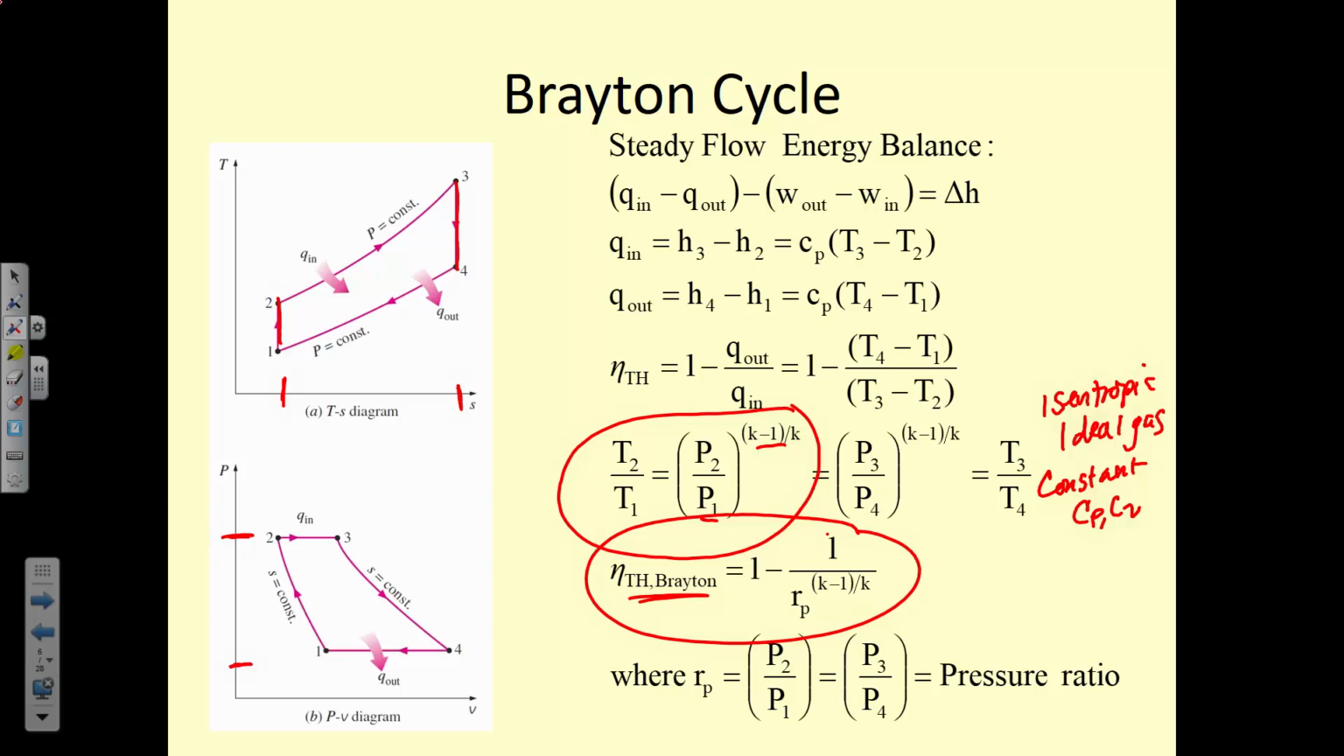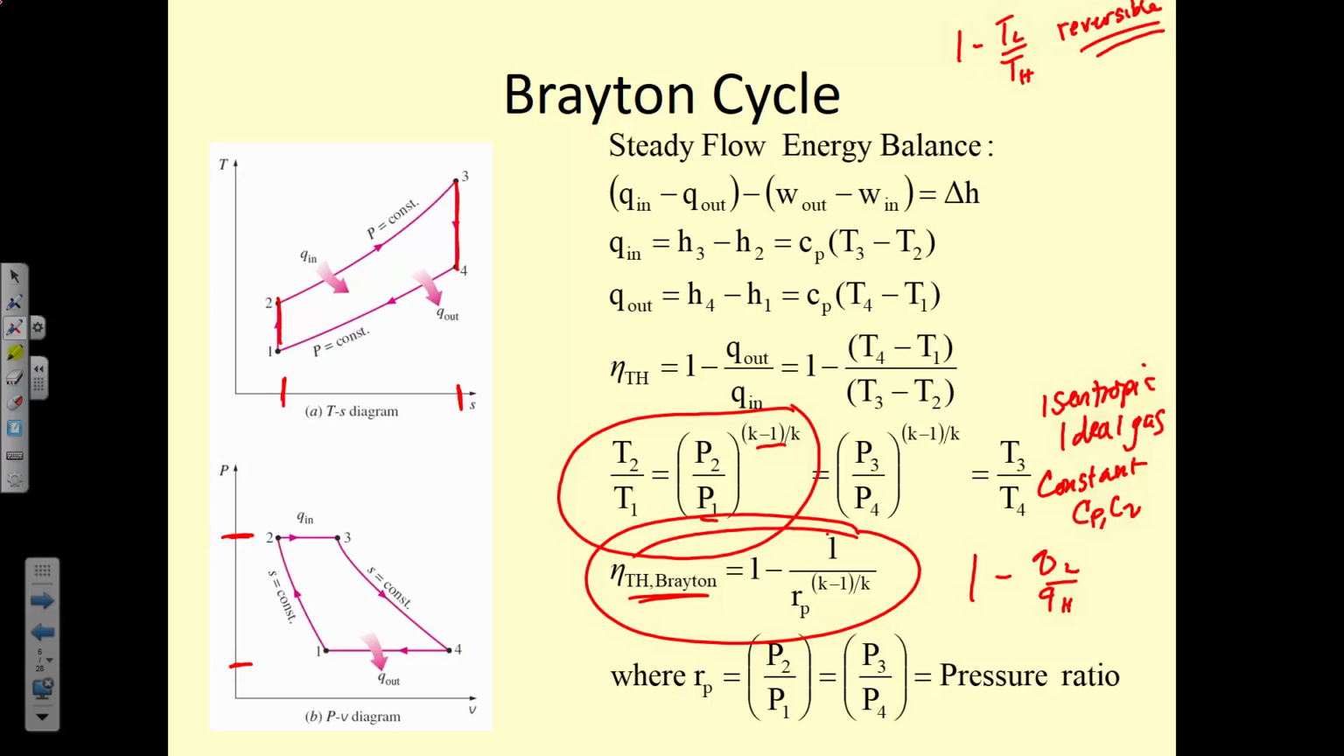But because we assumed variable specific heats, you instead have to use the relation 1 minus Q sub L over Q sub H. That's always valid. Always valid, 1 minus Q sub L over Q sub H. If it's a totally reversible cycle, then you can use 1 minus T sub L over T sub H, only if it's reversible.